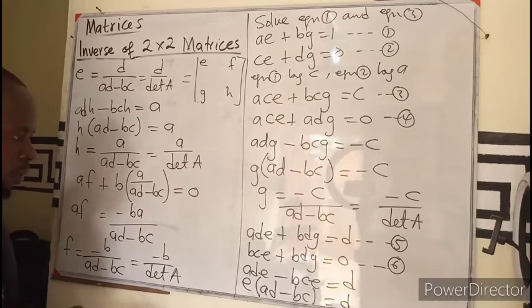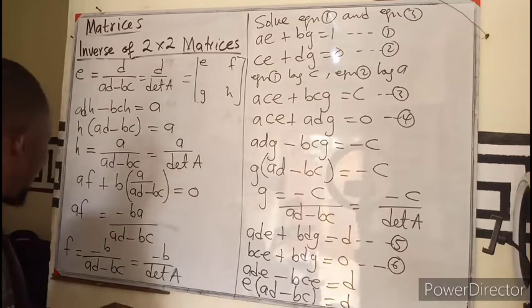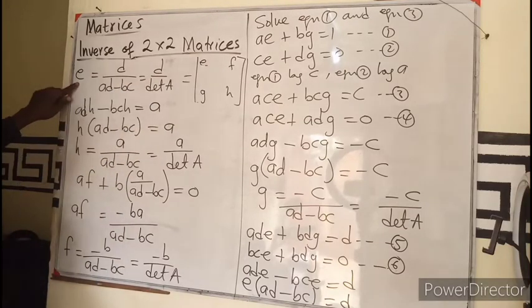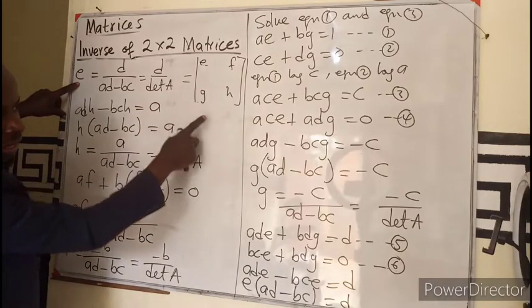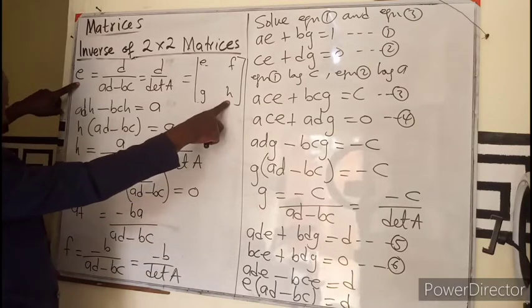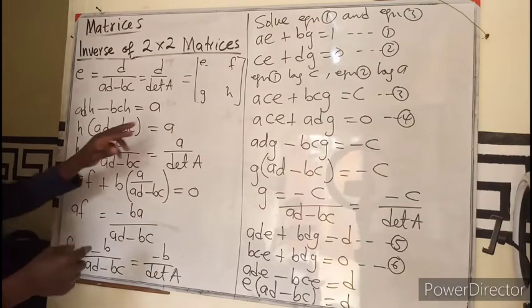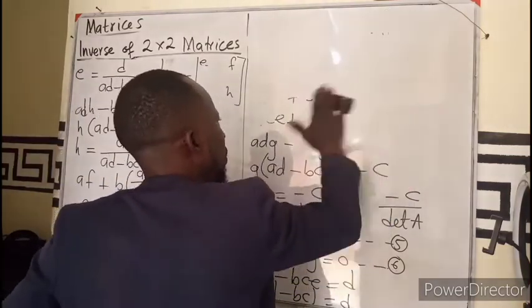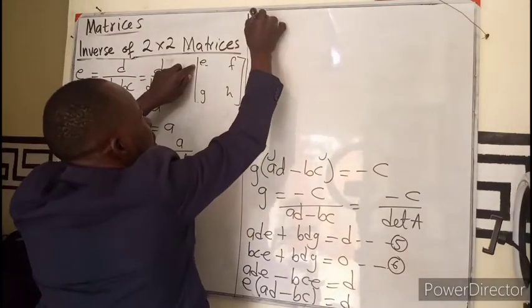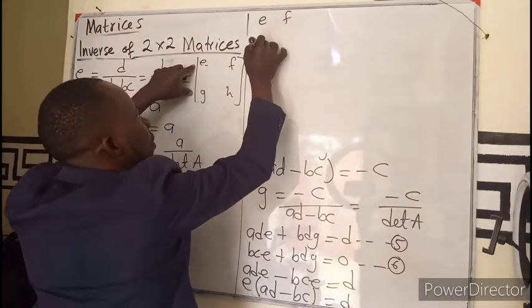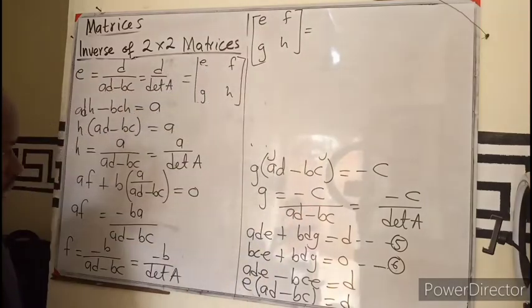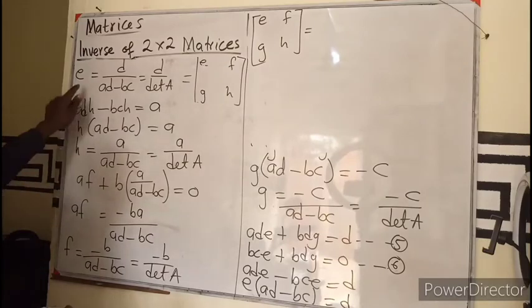So in all, I know the value of E. The value of E is known. F is known. The value of G is known. And H, I believe, is also known. So what will I do? I am looking for the inverse. So let me replace that. So our inverse, which is E, F, G, H, the value of E. What did we get for the value of E? We get this.